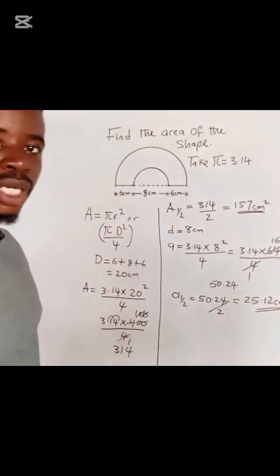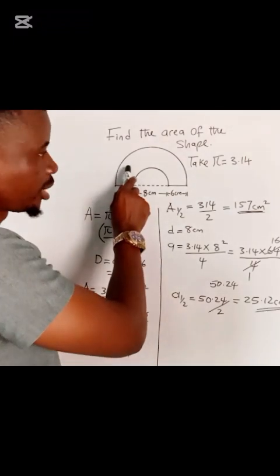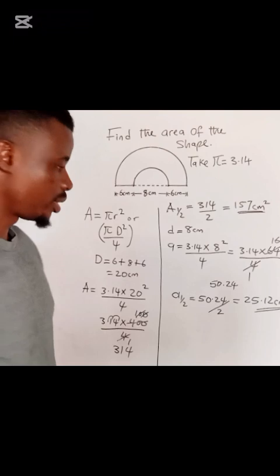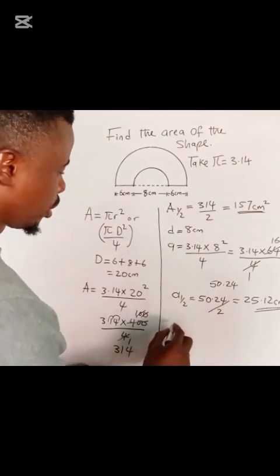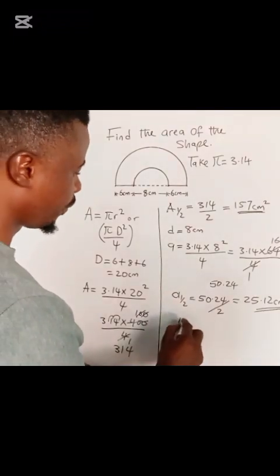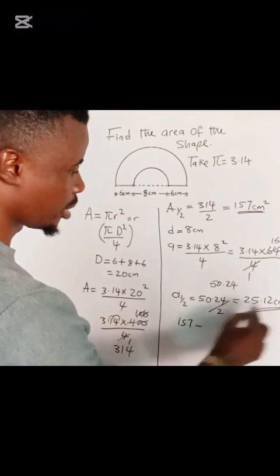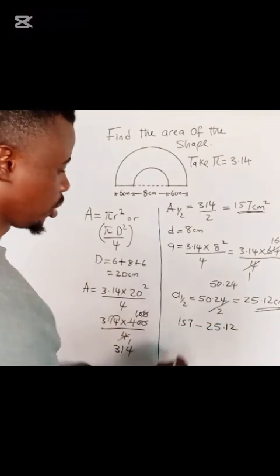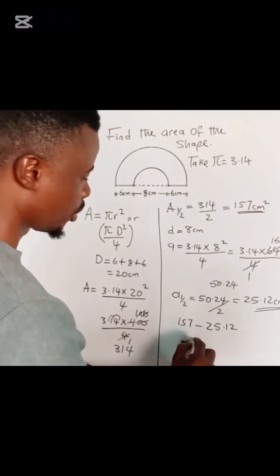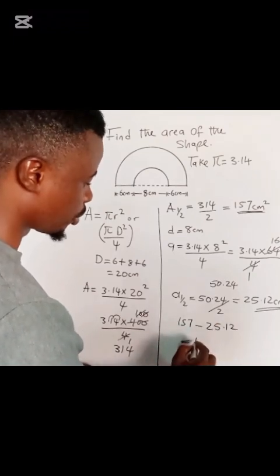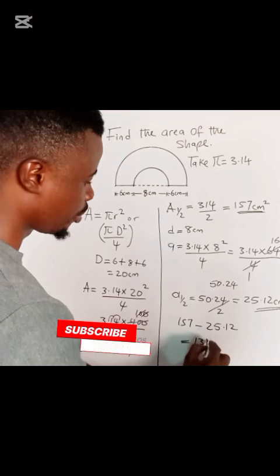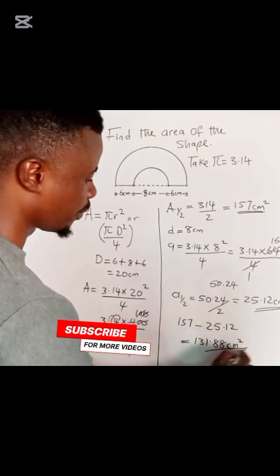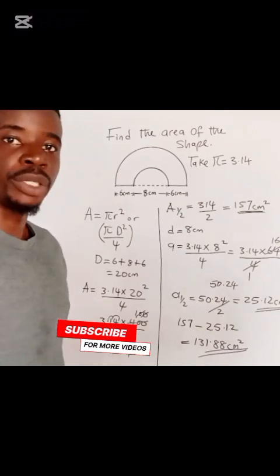The area of this shape will be the difference between the area of the bigger semicircle and the area of the smaller semicircle. So it's going to be 157 minus the smaller one, 25.12. We do this subtraction, and we have 131.88 centimeters squared. So that's your final answer for the area of the shape above.